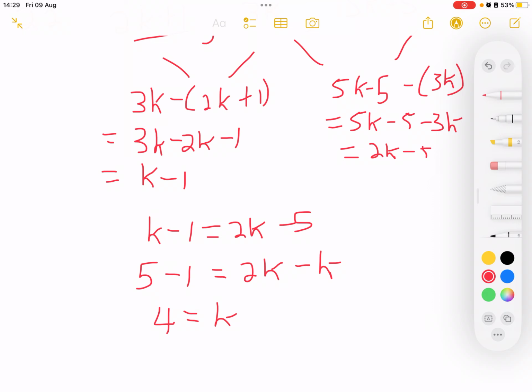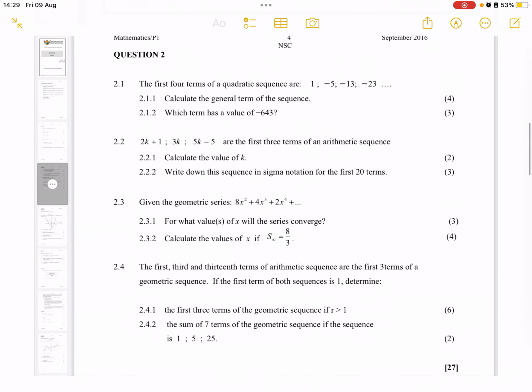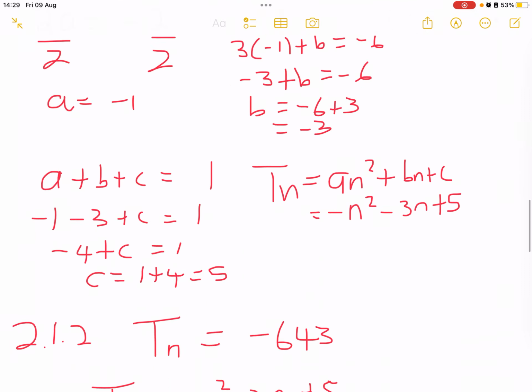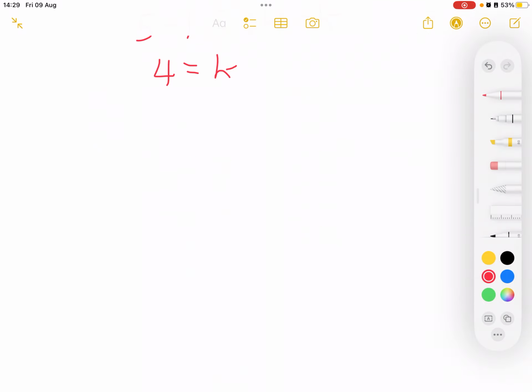When they say write down the sequence in sigma notation, that is for question 2.2.2, write down the sequence in sigma notation for the first 20 terms. 2.2.2. We first need to determine what this sequence is. So we found that k is 4.